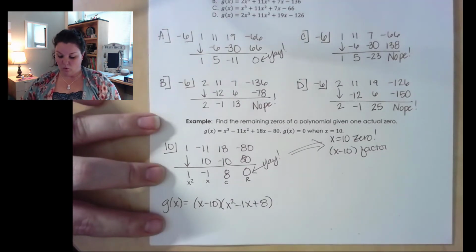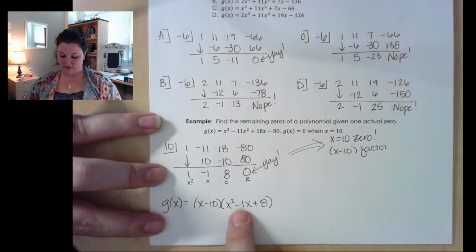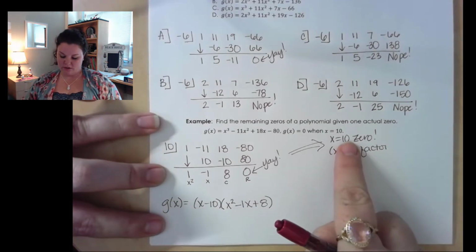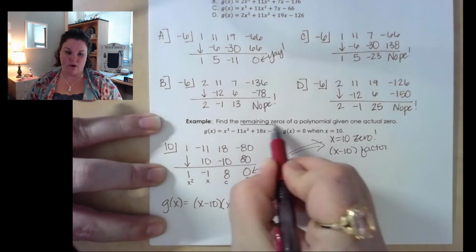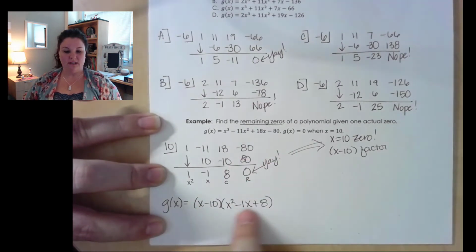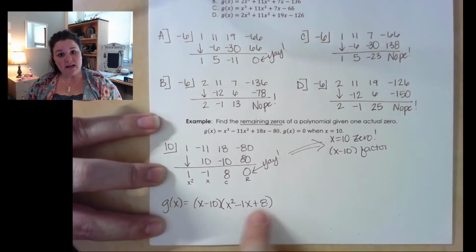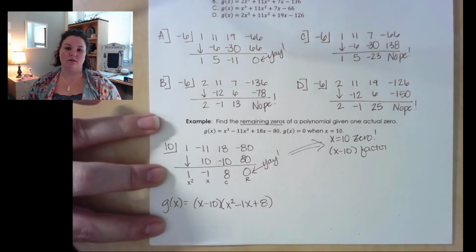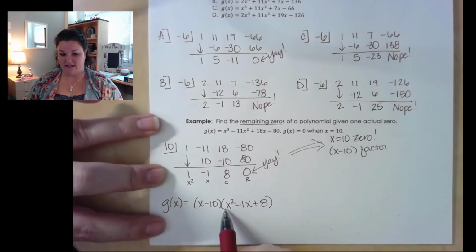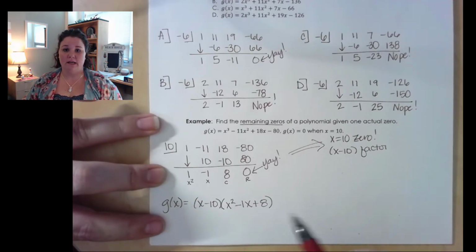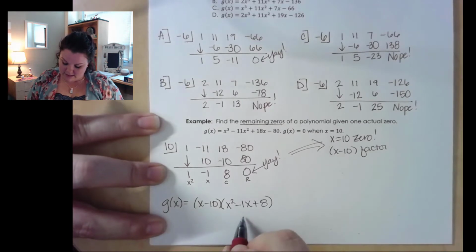So what this is asking us to do is, they gave us this first zero, so we already know about that factor, but what they want us to do is find the remaining zeros. So we're going to take this quotient that we're left with and solve it for x to see what the remaining zeros are. We always want to try factoring, because we know how to factor quadratic equations. So let's see if we can do that.